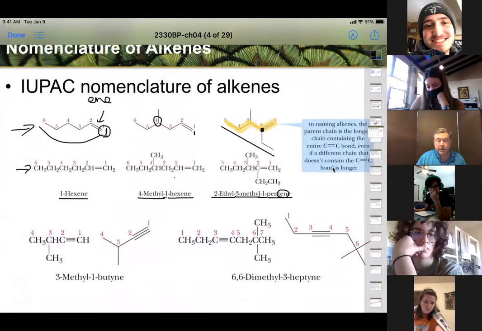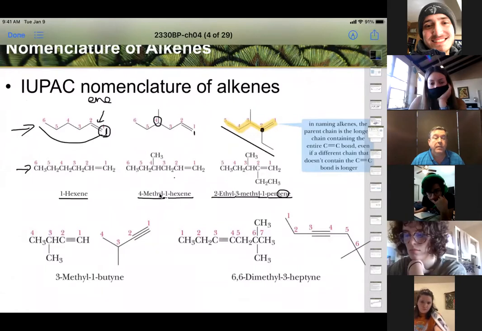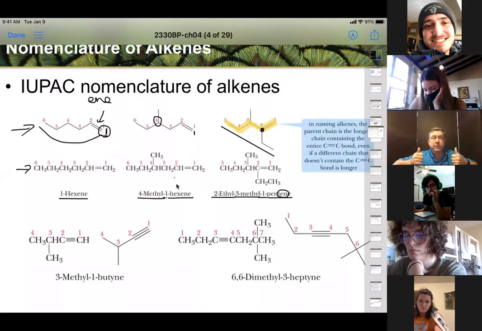Let's add, go ahead. So on the second example, why is the methyl named first? The methyl is the only substituent. So this is our only substituent here. And so our substituent goes before our parent. Our hexene is our parent compound. The 1 here just tells us where the double bond is. Okay, does that make sense?